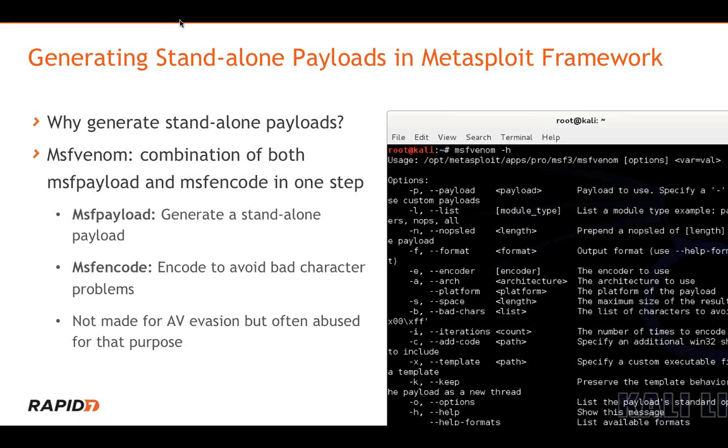So people have been using MSFvenom, msfpayload, and msfencode to try and create AV evading payloads to varying degrees of success over the years. How does a real malicious attacker do it?